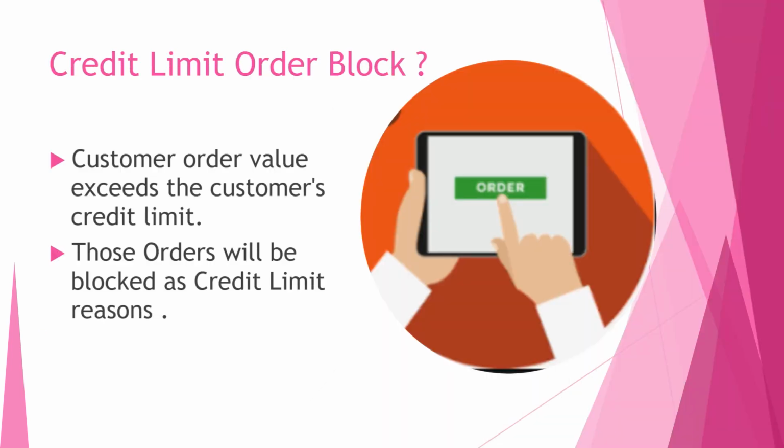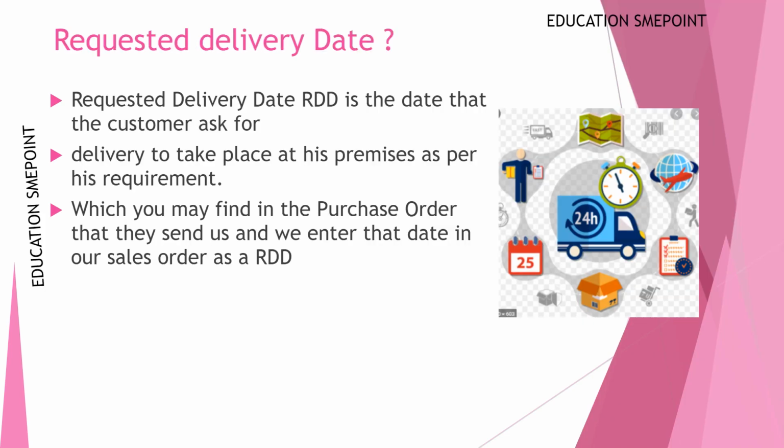Credit limit order block? When the customer order value exceeds the customer's credit limit, those orders will be blocked for credit limit reasons. Requested delivery date? Requested delivery date (RDD) is the date that the customer asks for delivery to take place at his premises as per his requirement, which you may find in the purchase order that they send us, and we enter that date in our sales order as the RDD.